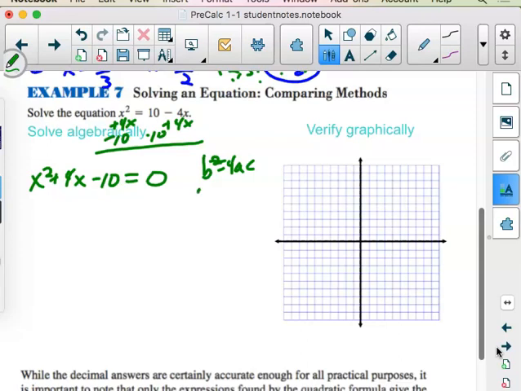So this one would be 4 squared minus 4 times 1 times negative 10. So 16 plus 40, and that's going to be 56, and that's not a perfect square. So we know we're right, it's not factorable.